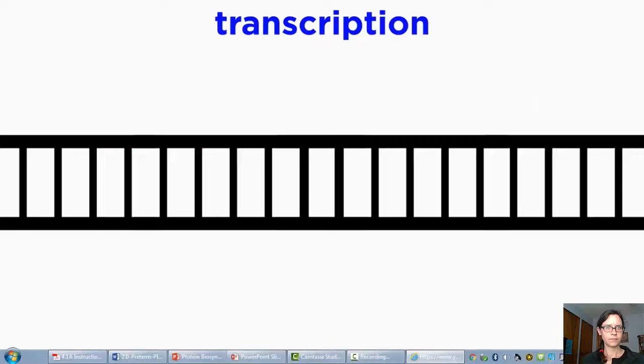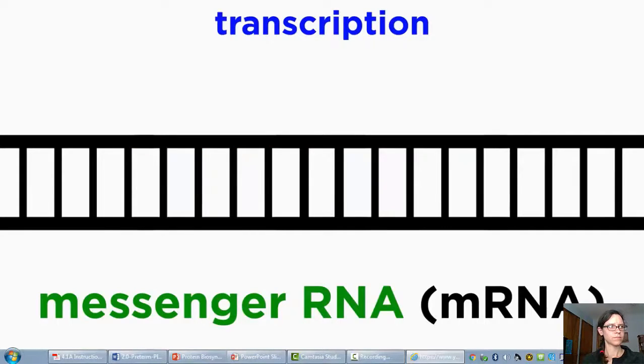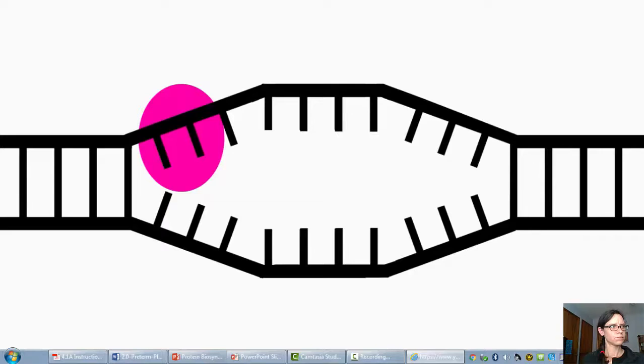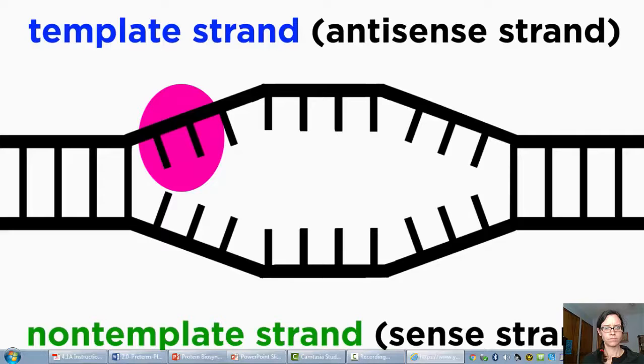The first step is called transcription. This is the process by which enzymes use one of the strands of DNA within a gene as a template to produce a messenger RNA, or mRNA. To do this, RNA polymerase, with the help of proteins called transcription factors, binds to a specific sequence within the gene, which is called the promoter, and pries the two strands apart. One of the strands will serve as the template strand, or antisense strand, meaning it will be used to generate the mRNA. And the other is the non-template strand, or the sense strand.